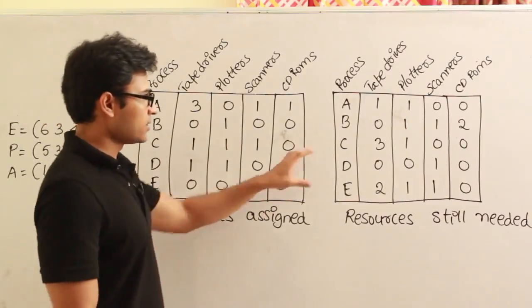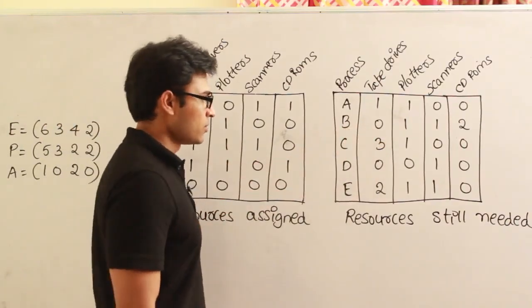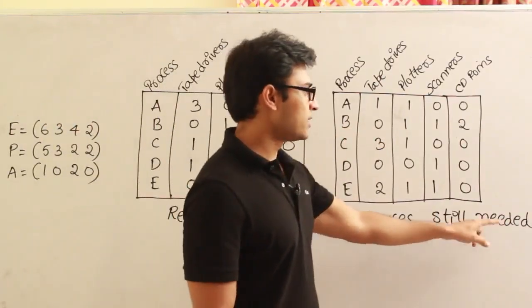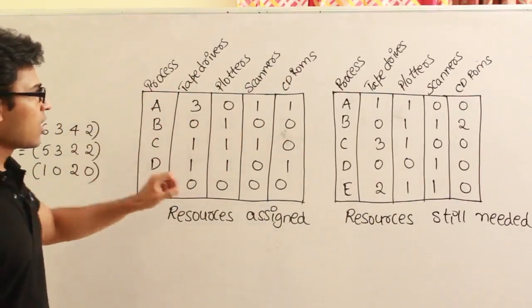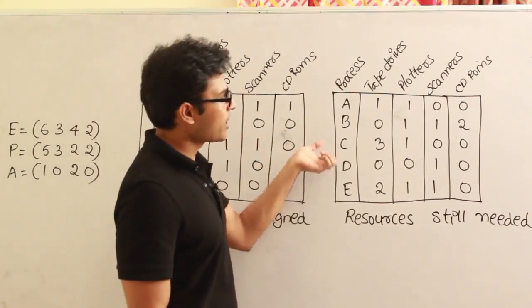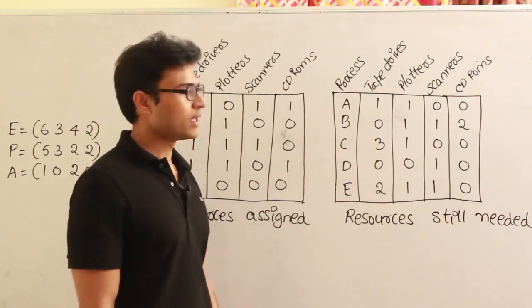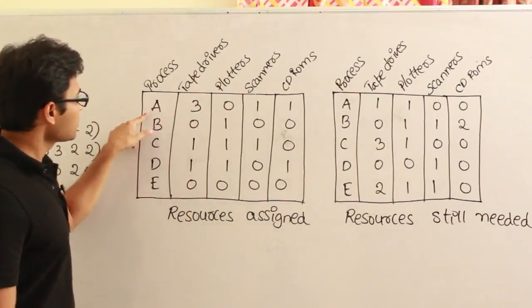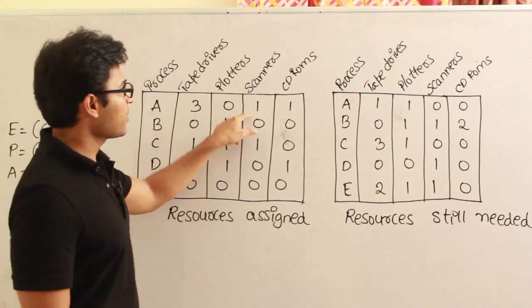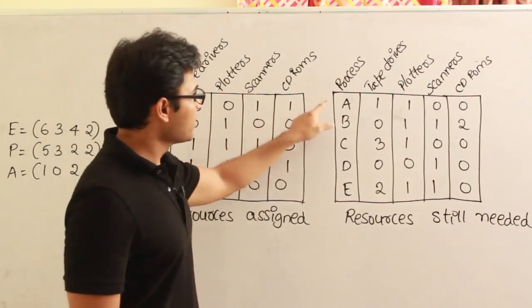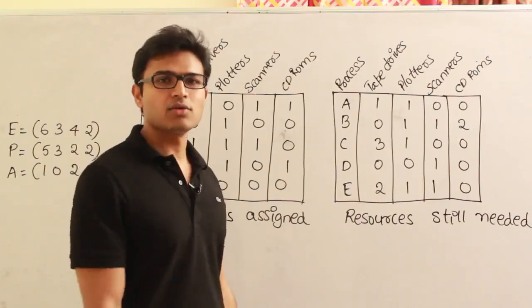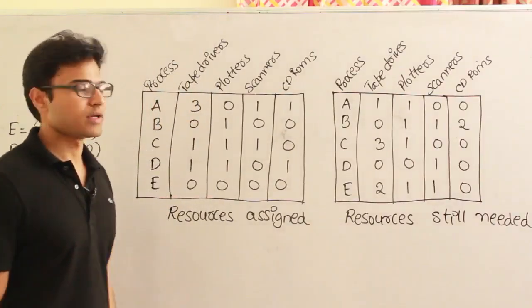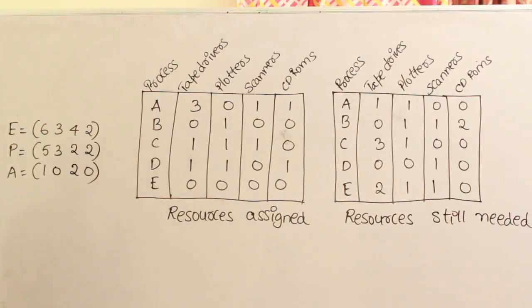And the second thing is this matrix is going to show you resources still needed, which means after assigning these many resources to this process, how many resources are still required by the process to finish its execution. See this, A has taken 3 tape drivers, 1 scanner and 1 CD-ROM, and now A is still asking for 1 tape driver and 1 plotter more in order to finish its execution. That is the meaning of it. Okay, and along with that they have given us these 3 vectors.